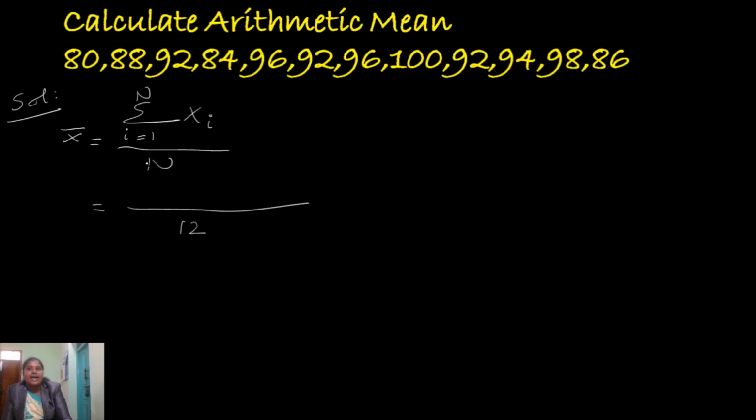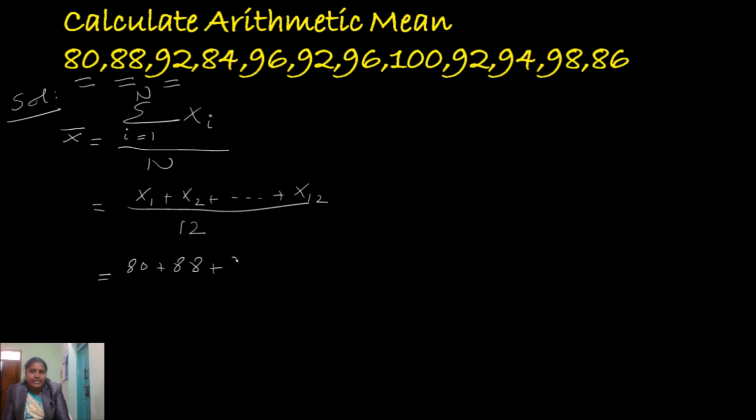So when i is equal to 1, we have x1. When i is equal to 2, we have x2, plus etcetera, up to when i is equal to 12, we have x12. Here x1 is 80, x2 is 88 and x3 is 92. Like that, we have to add all the values. So now let's add all the values.